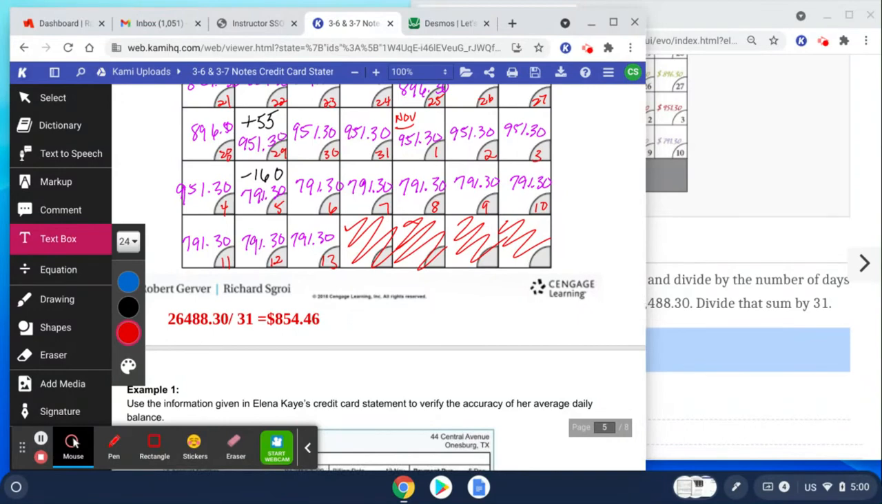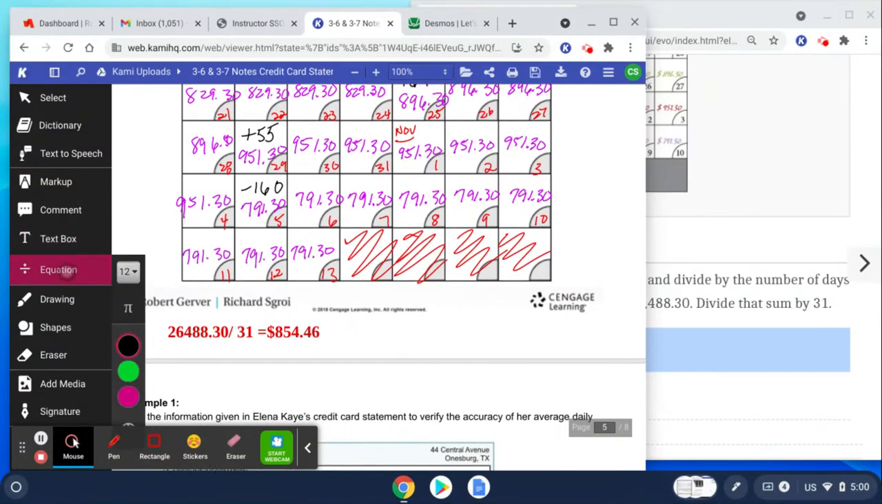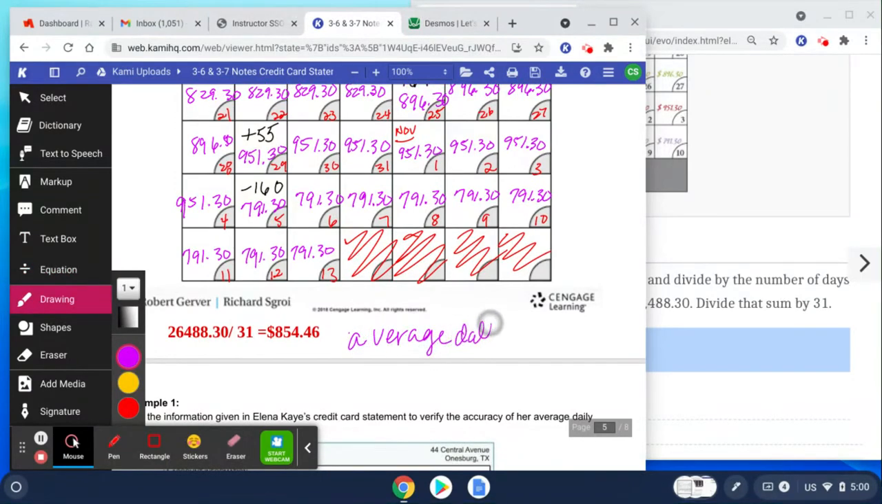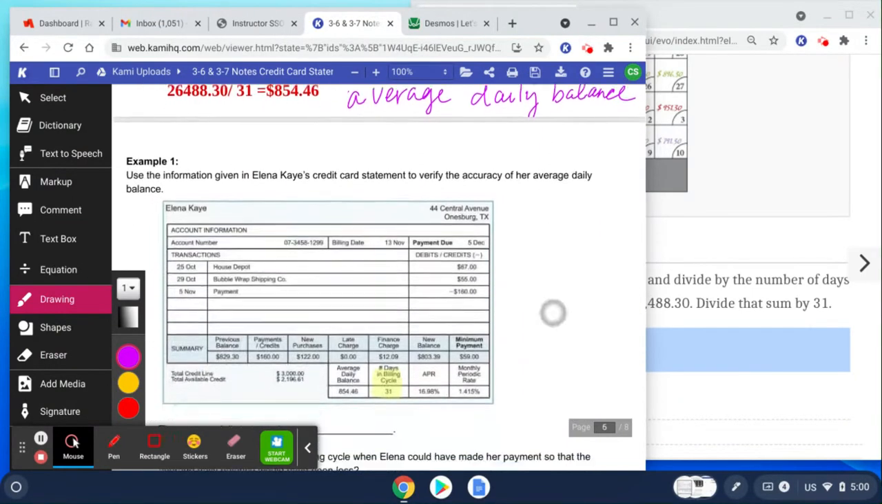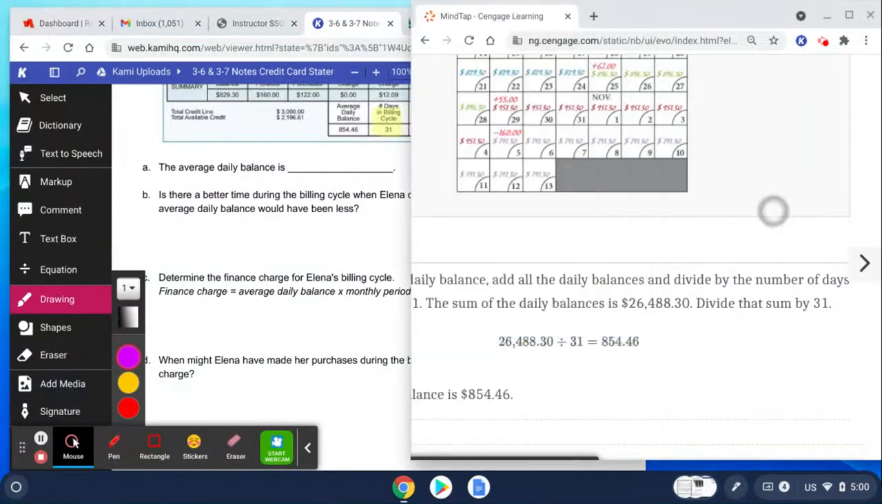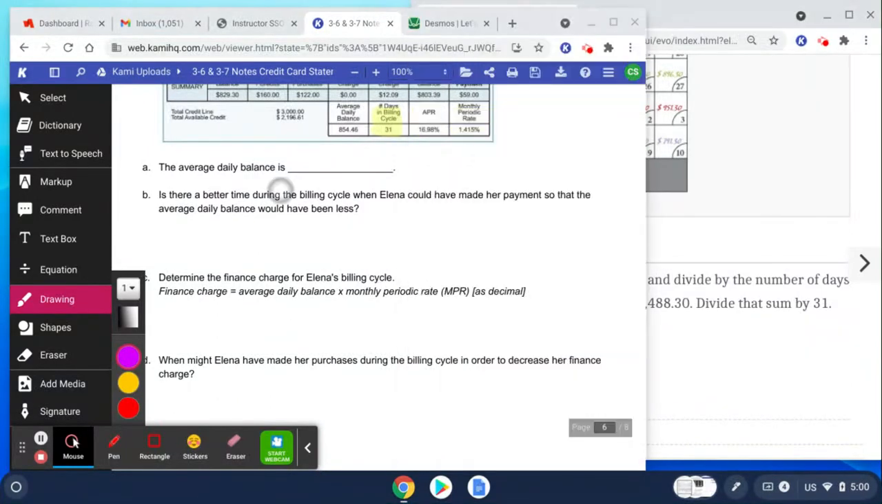Okay, so that calendar, by writing out those balances, this was my balance on this day, this was my balance on this day, etc. We now added it all up and divided by 31. This whole calculation was to be able to get our average daily balance. Okay, let's go see what they want us to do with that. So average daily balance is 854.46.